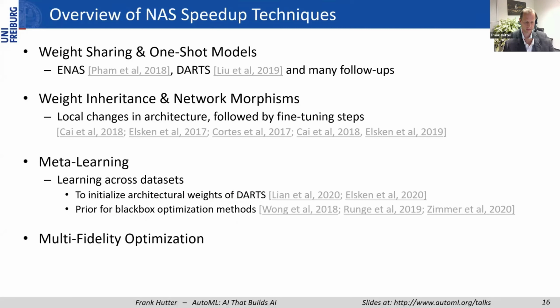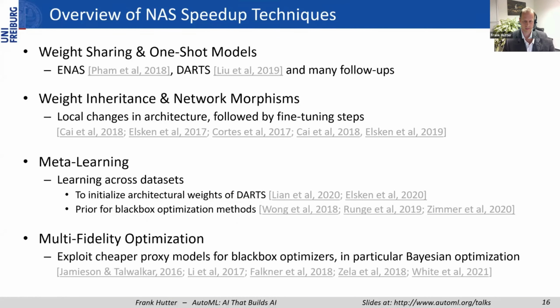In multi-fidelity optimization, what you do is exploit cheaper proxy models for black box optimizers, in particular for Bayesian optimization. And there's also lots of very nice work on that. But here I want to talk a little bit more about weight sharing and one-shot models.